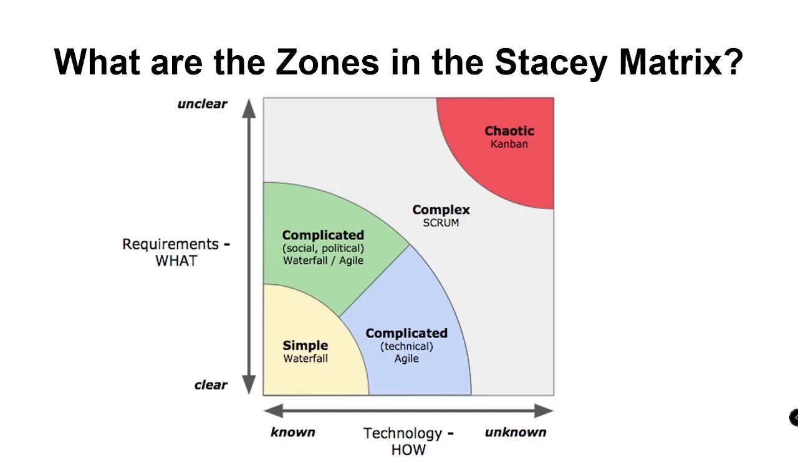As you can see in the graphics, Stacy matrix consists of 4 parts. These are simple, complicated, complex, and chaotic. We will explain it more detail in the next slides. I will present the simple and complicated zone, and Funda will present the complex and chaotic zone. Next slide, please.